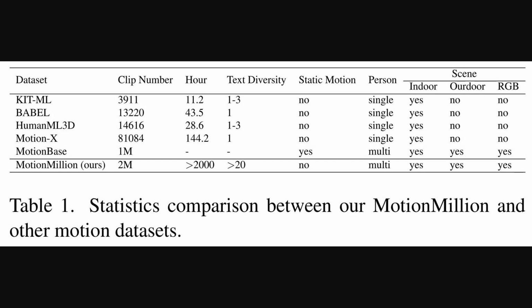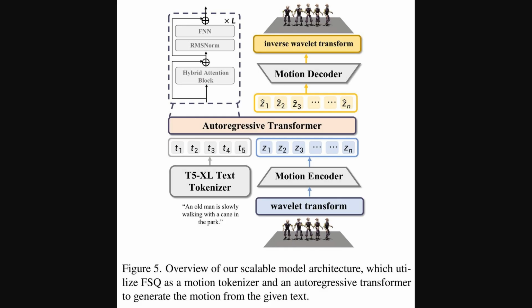This table then gives us a direct comparison of how their new MotionMillion dataset stacks up against existing ones, and the difference is pretty staggering. We're talking 2 million clips, over 2,000 hours of motion. The next best, MotionX, has just over 140 hours. Beyond just size, MotionMillion also has far greater text diversity, with over 20 different descriptions for each motion. It also includes multi-person interactions in both indoor and outdoor scenes, and it's built from full-color RGB video, making it vastly richer.